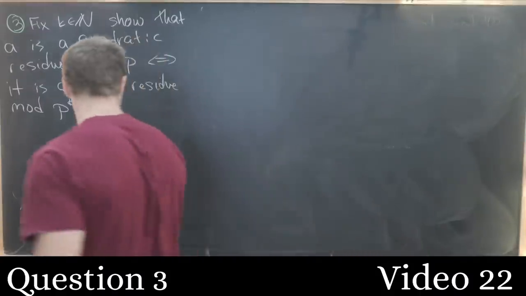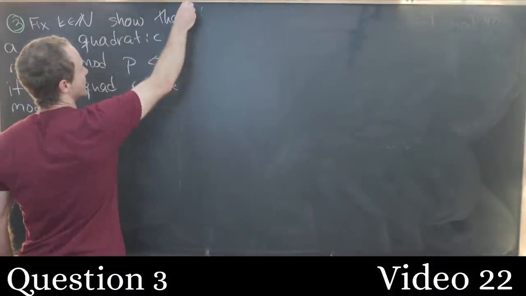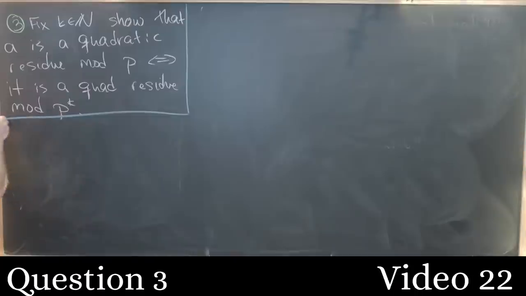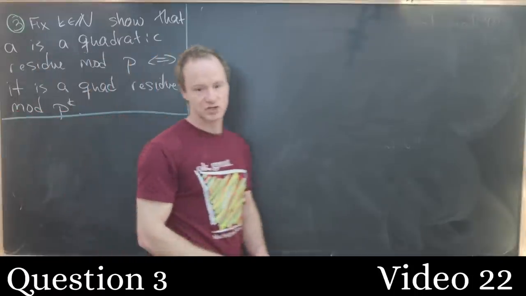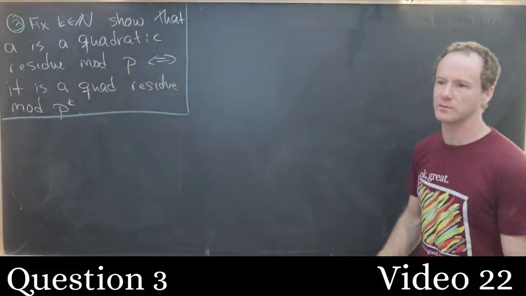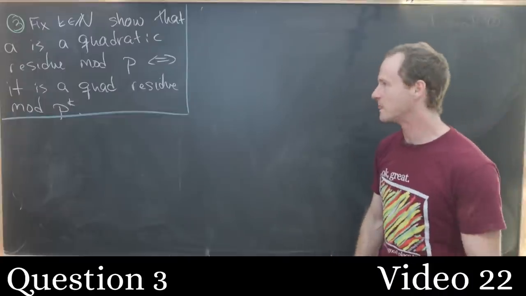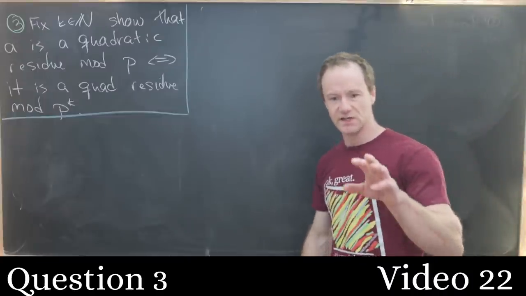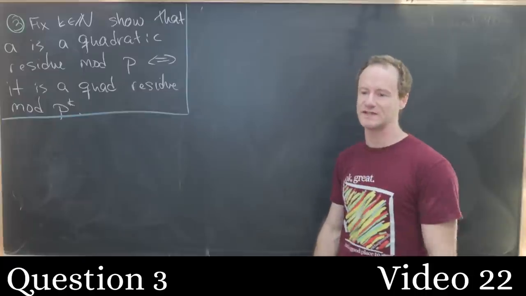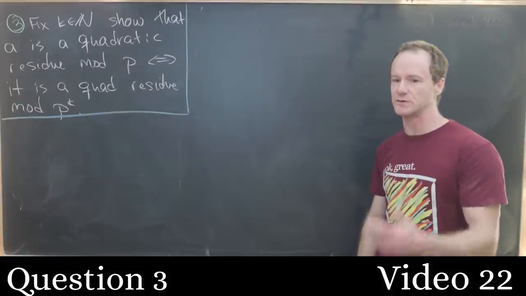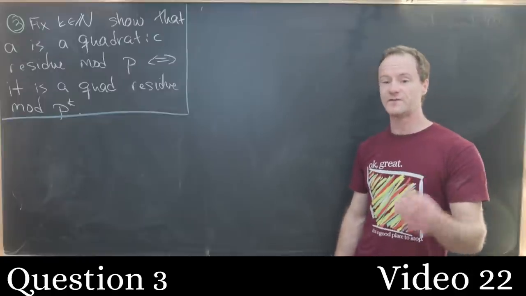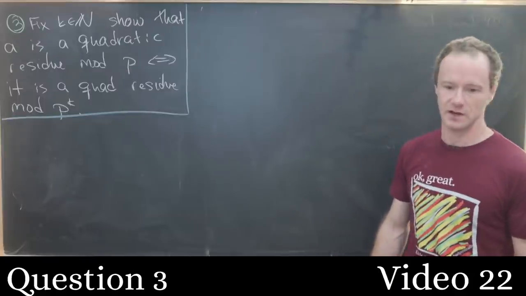Well, one direction of this is pretty easy. The other direction could be pretty tricky, but you want to apply something called Hensel's lemma, which is something we covered in class. This comes from videos 15 and 22 from the class. I think 22 was when we did quadratic residues, and 15 was when we did Hensel's lemma.